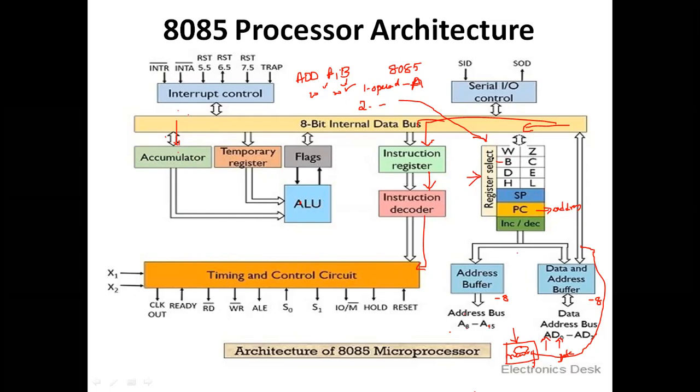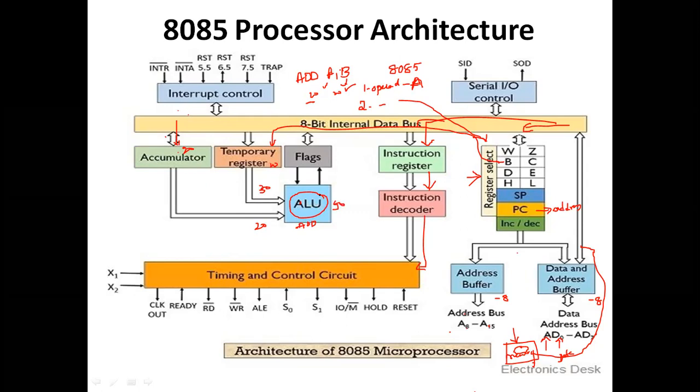So here the B register is holding 30. That 30 will be placed in the temporary register, and the first operand, A operand data 20, will be placed in the accumulator. So this 30 data and 20 data is going to be given to the arithmetic and logical unit, which will perform the add operation. So 30 plus 20 is 50.